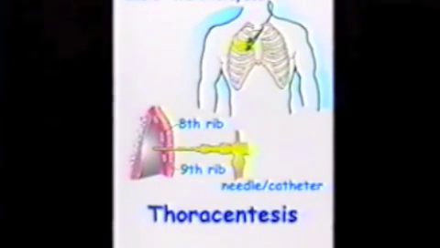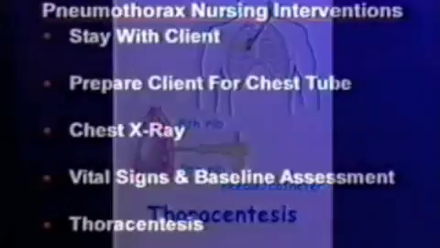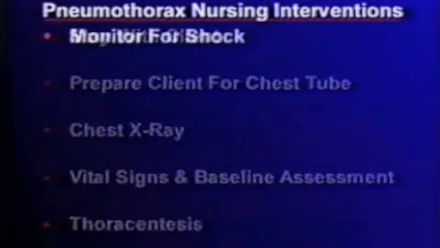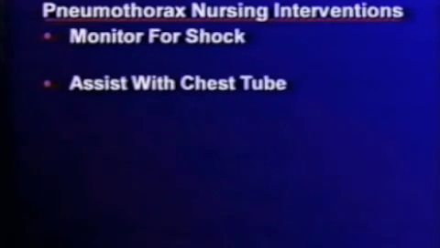Remember, what we want to do is reestablish the negative pressure within the pleural space. Okay, reestablish negative pressure. Or we want to relieve that pressure from the tension pneumothorax, as we talked about earlier. The next thing that we're going to do is monitor them for shock and assist with this chest tube.